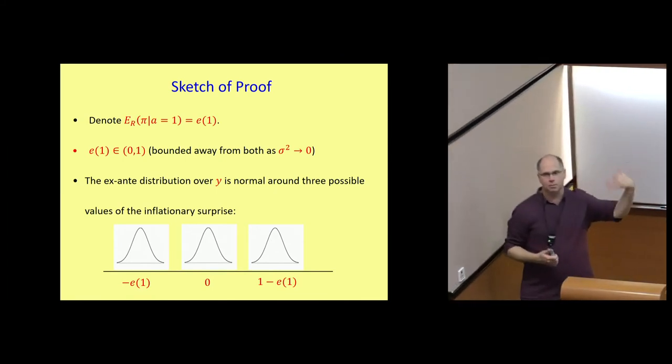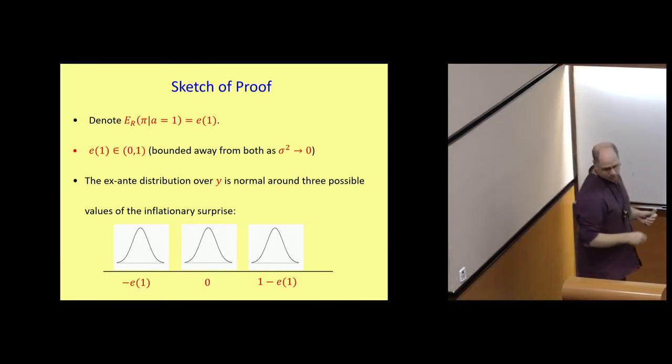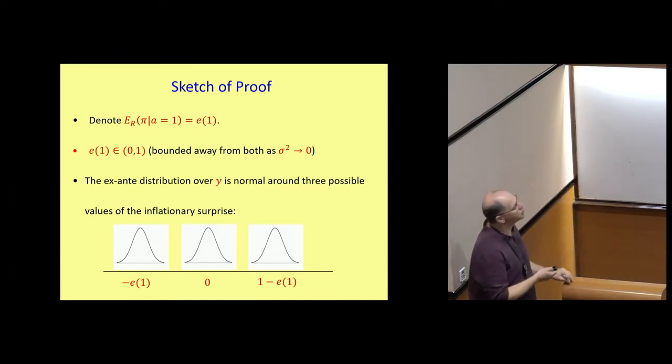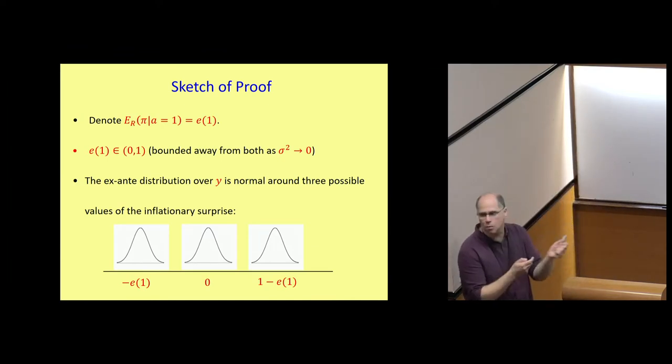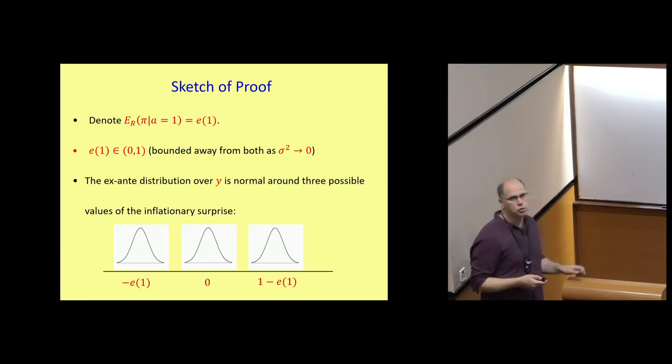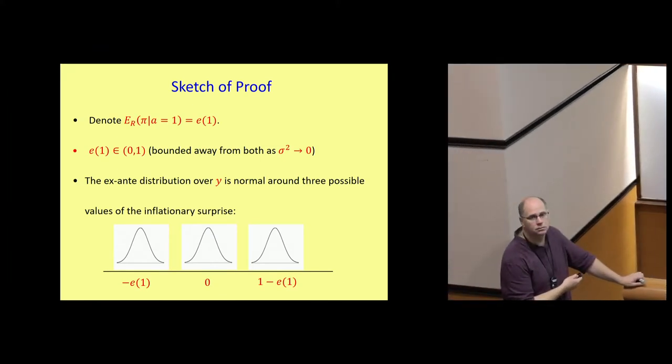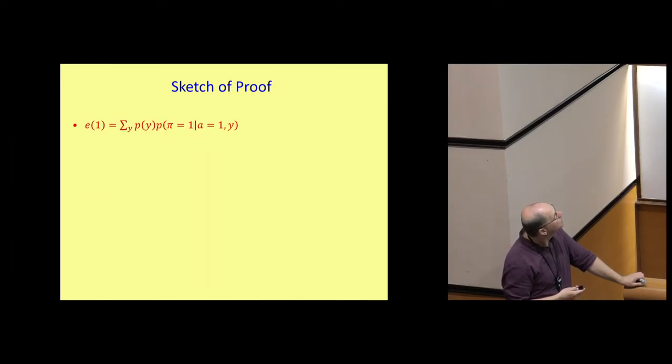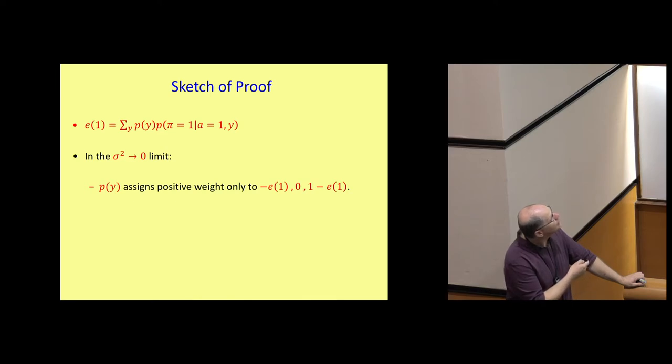So with some probability, pi will be high, and you'll have a positive inflationary surprise because you expected the inflation to be somewhere between 0 and 1 on average, and pi ended up being 1, so you have a positive surprise. Y is going to be normal around that positive surprise. And if pi ended up being 0, you have a negative surprise. So y is going to be normal around that negative surprise. So actually, y, the ex-ante distribution of y, is normal with a random mean, which takes three values. Okay. You can see that.